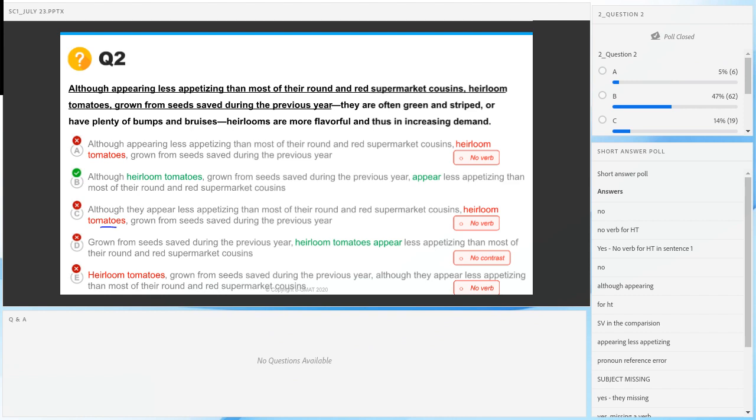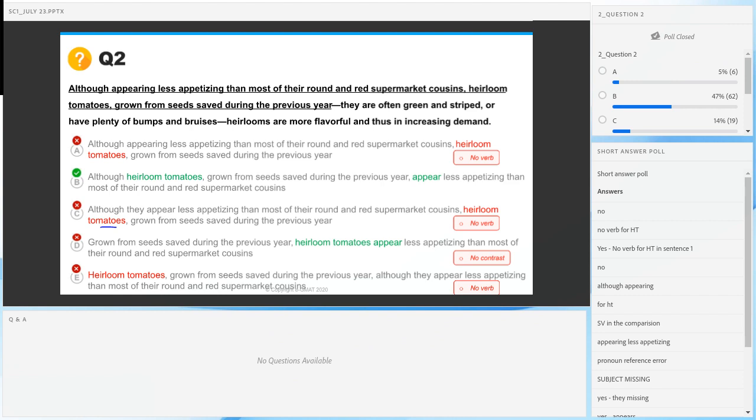And why should we take away this contrast? This contrast is very, very logical in the context of this sentence. The author does want to say that, hey, heirloom tomatoes look ugly, but they taste amazing. All right. So do not judge them by their looks, right? That's the intended meaning, that they may look ugly, but they are really, really flavorful. And that's the reason why they are in increasing demand. That means people are liking it for its flavor, no matter even if it looks bad. So that contrast is very logical in the context of this sentence.